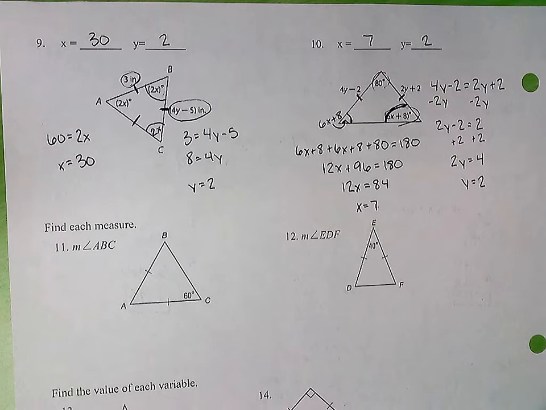And again, your sides cannot equal your angle. Okay? So you should not be setting your side equal to 50. Okay? Sides equal sides, angles equal angles. Any questions on 10?